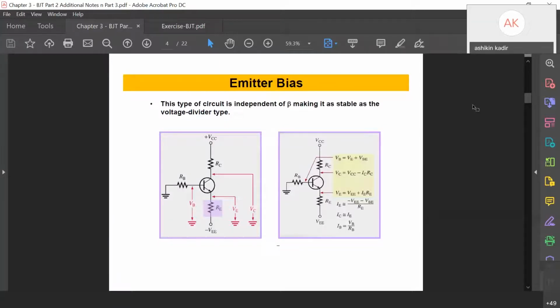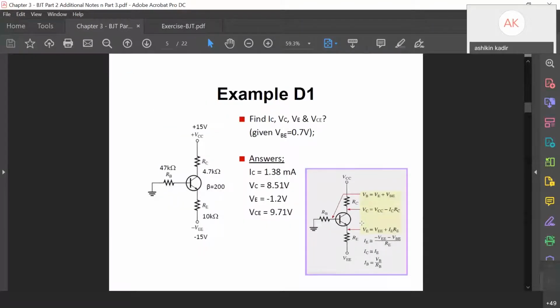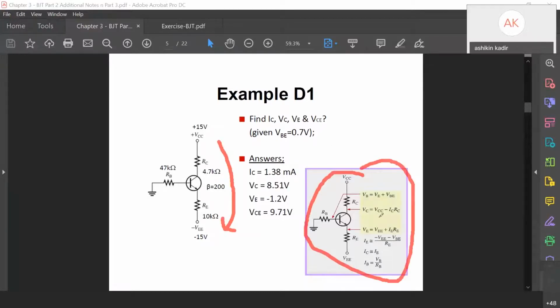Okay, so this is another example. We have emitter bias, so here you can go through after this. Here is the example of the circuit. Here you can apply the KVL from VCC to VEE. And then here is the solution. You can try this. You just apply the values inside the equations, and then you can get the IC, VC, VE, VCE.